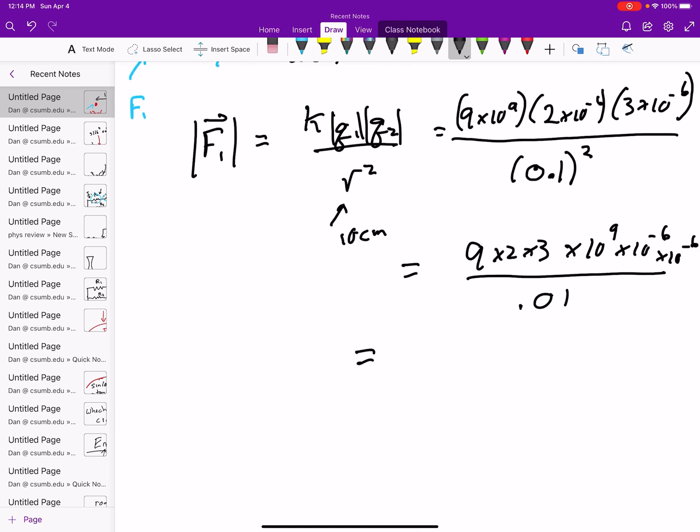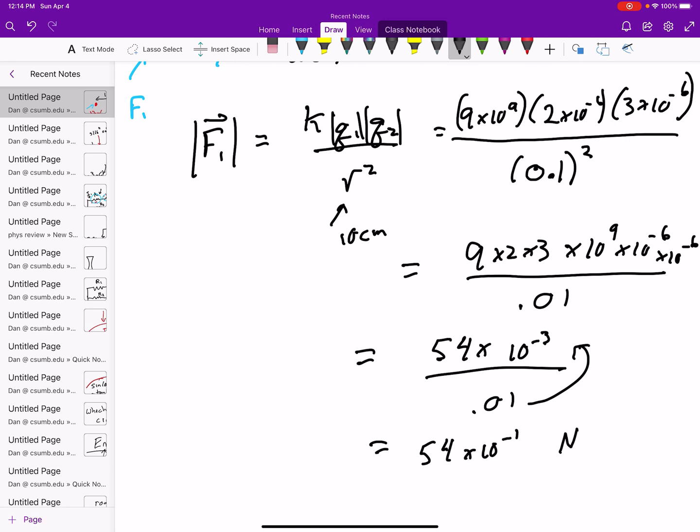Do the math. 9 times 2 is 18, times 3 is 54, times, then I have 10 to the minus 3, divided by 0.01. And this, when it comes up, is going to multiply the whole thing by 100. So I have 54 times 10 to the minus 1 newtons, which is equal to 5.4 newtons. That's F1.